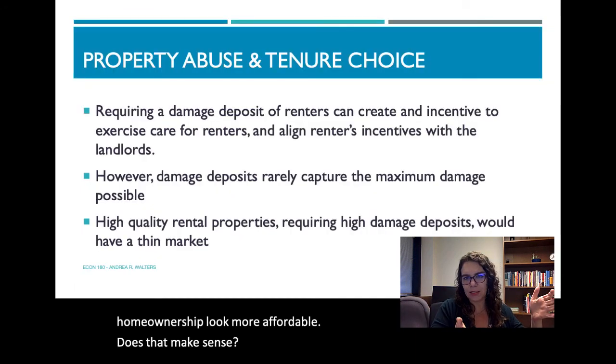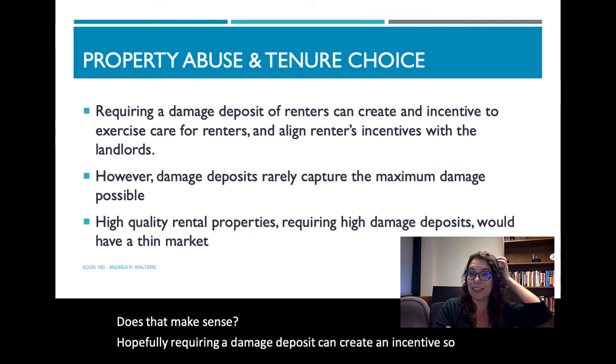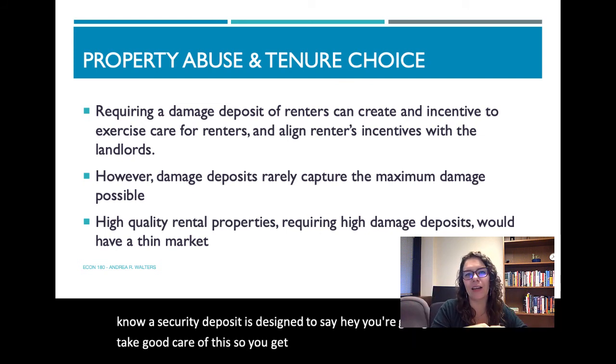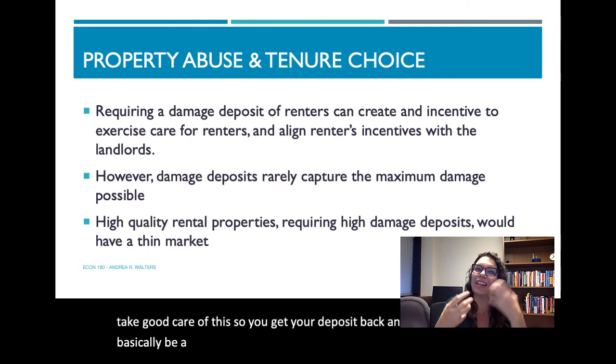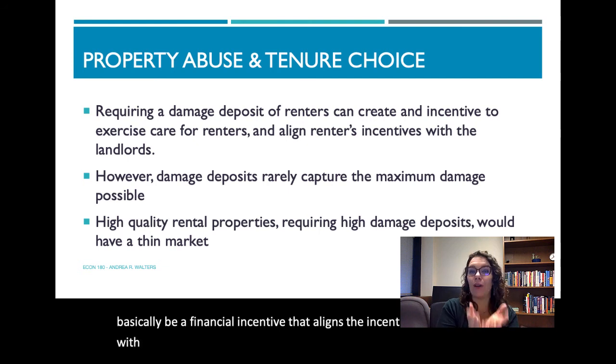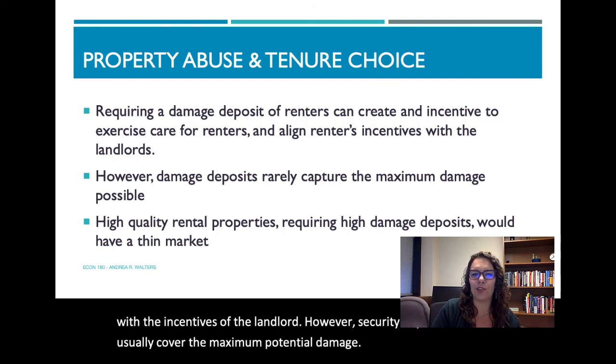Requiring a damage deposit can create an incentive. So, a security deposit is designed to say, hey, you're going to want to take good care of this, so you get your deposit back. And that can basically be a financial incentive that aligns the incentives of the renter with the incentives of the landlord. However, security deposits don't usually cover the maximum potential damage, so it might not be a perfect mechanism.